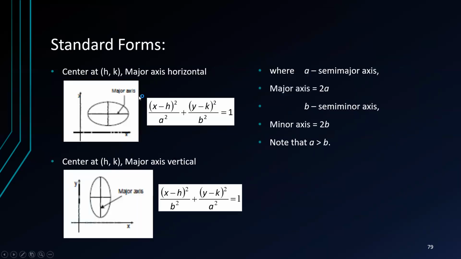So, center at (h, k), major axis horizontal: (x minus h) squared over a squared plus (y minus k) squared over b squared is 1. Center at (h, k), major axis vertical, you swap b and a. Okay? A is the semi-major axis. Major axis is 2a. B is the semi-minor axis, so minor axis is 2b. Note that a is greater than b. Always.